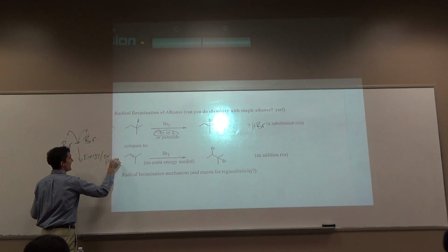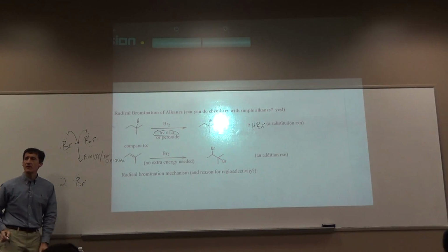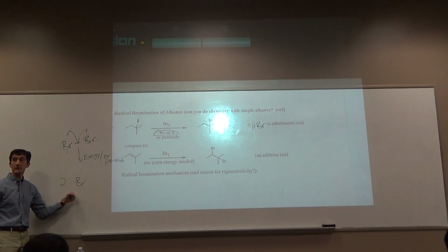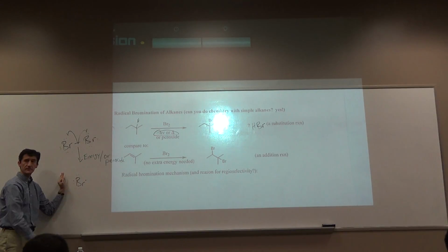Now, with the peroxide, I don't think we have time to get into how that causes this to form radicals. Basically, what do we do here? We form bromine radicals. What's a radical? Something with a single unpaired electron. What's the charge of this species?